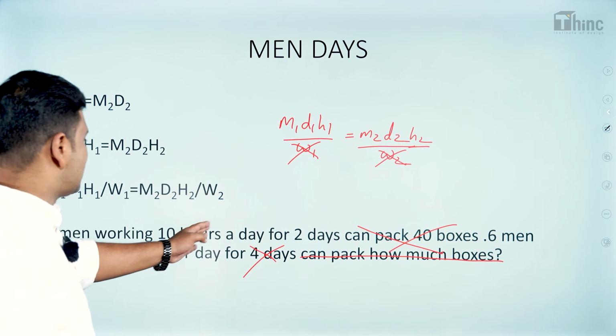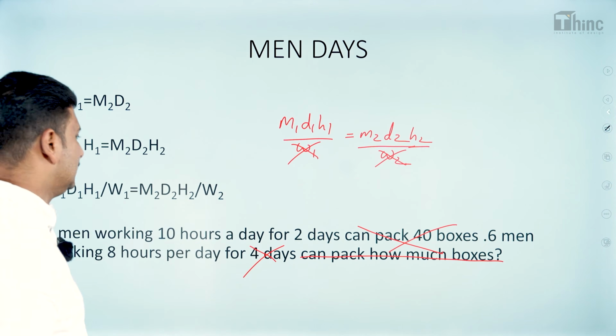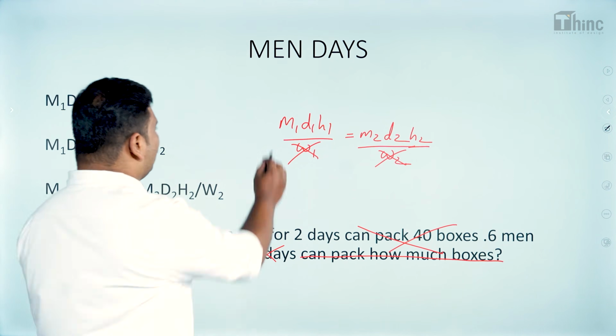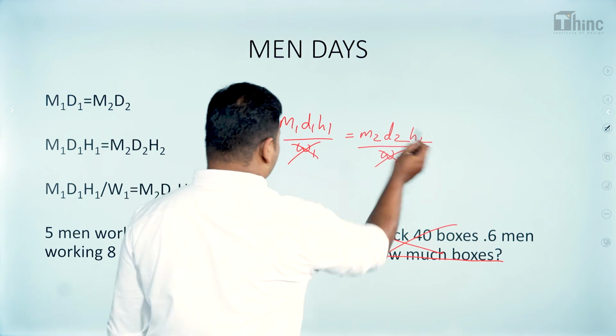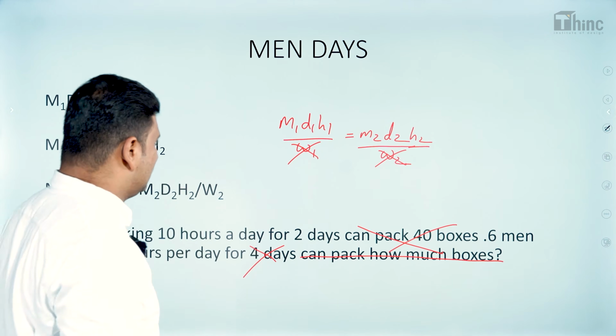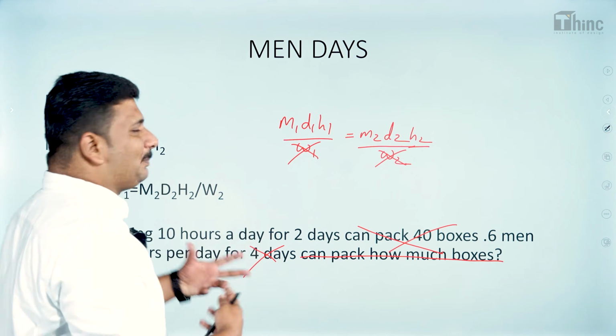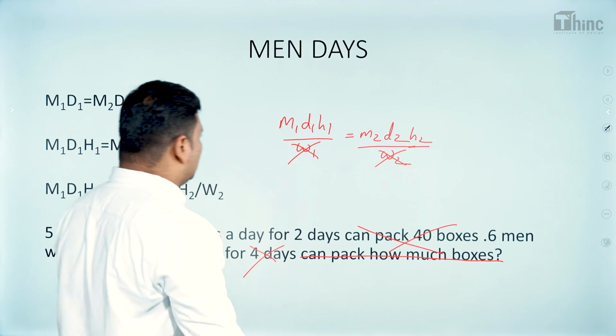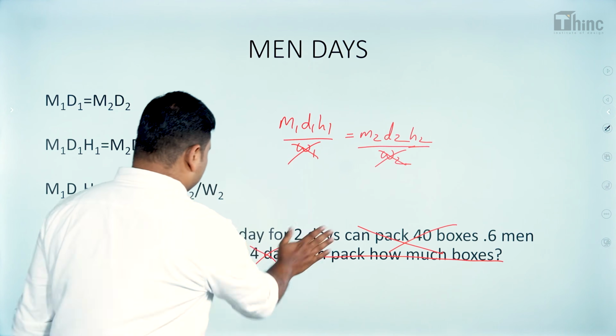5 men working 10 hours a day for 2 days can finish a particular work. 6 men working 8 hours a day can do the same work in how many days? So we know M1, H1, D1, we know M2, H2, but D2 is missing, right? Work is not mentioned in the question. So if something is not mentioned in the question, you have to eliminate it. Okay, let me make it a bit more clear for you.